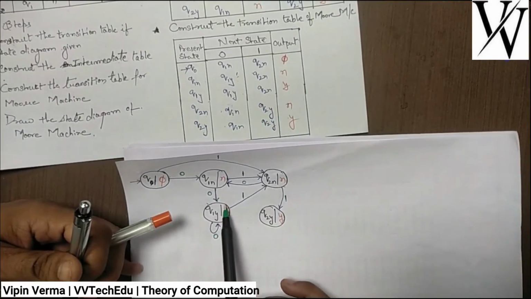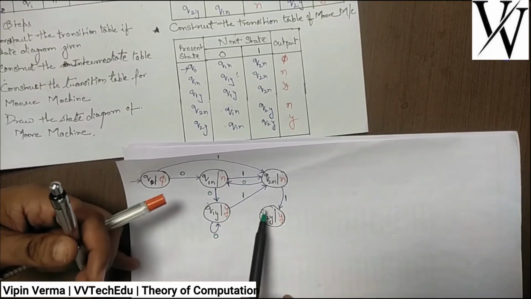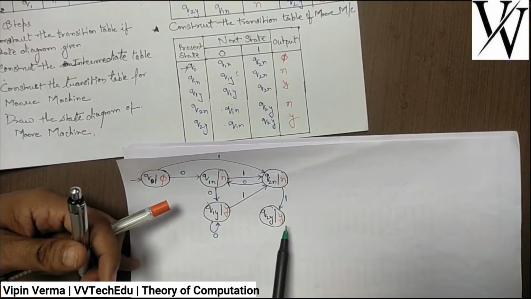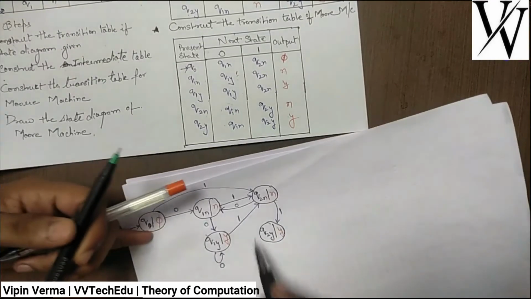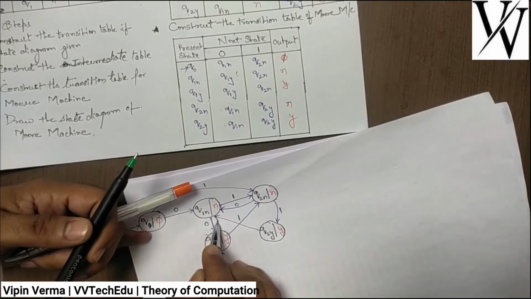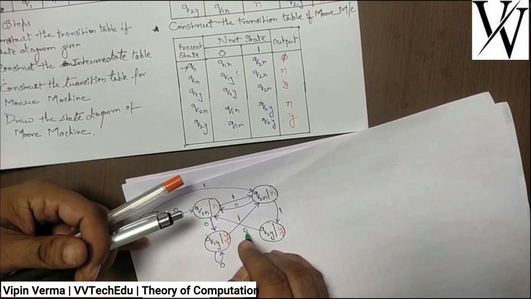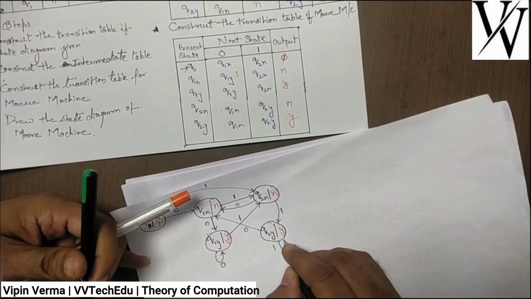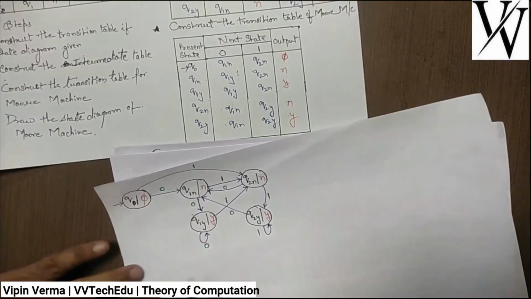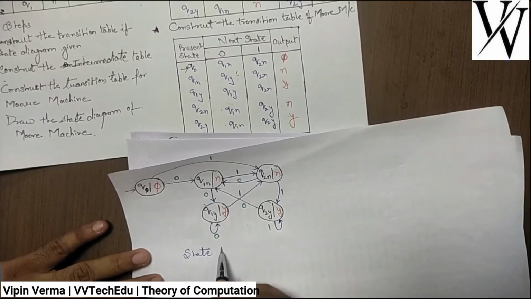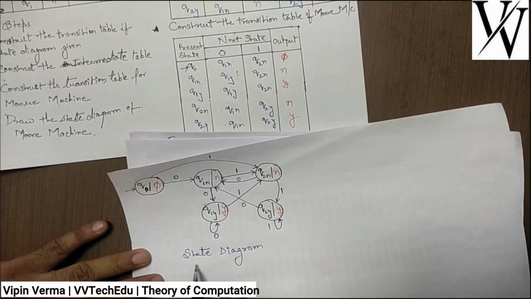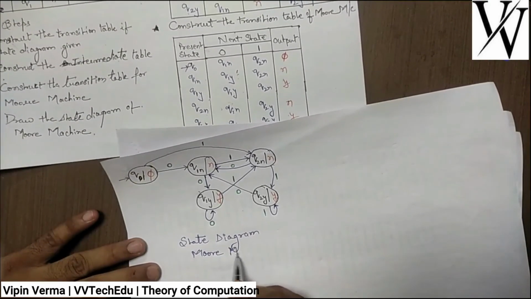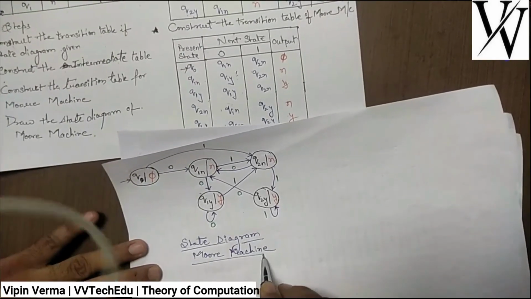Now Q2Y, the transitions are the same. For 0 it will move towards Q1N, and for 1 it stays on the same state, so a self loop. We just need to specify the transitions like this: for 0 and the self loop for 1. That's the state diagram corresponding to the Mealy machine. You can see here, we have the state diagram for the Mealy machine.